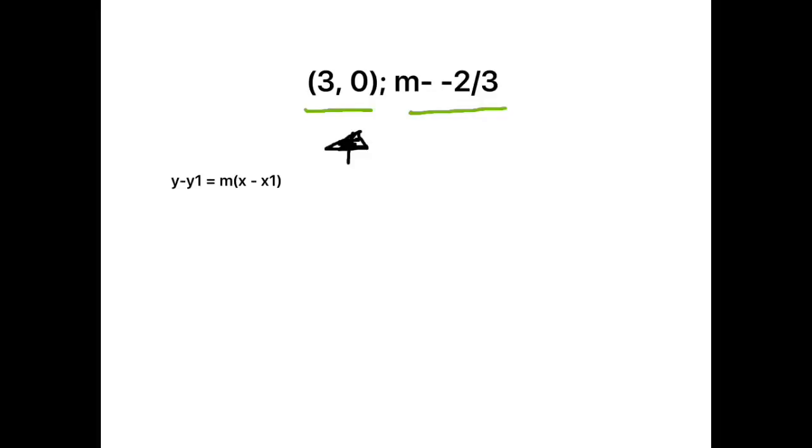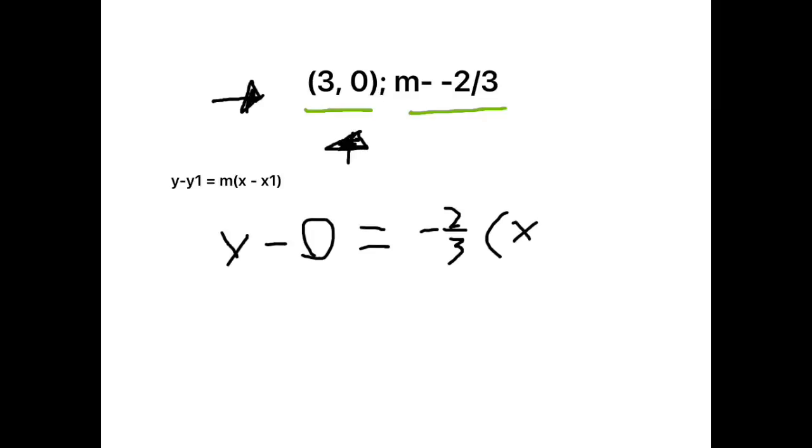Now let's talk about what the y1 and the x1 are. Those are basically all of the plot points that are in here. So, 3, 0. 3 being the x and 0 being the y. In other words, the equation would be y minus 0 equals negative 2/3 times x minus 3. But of course, since y minus 0 is still y, then that can be taken out.